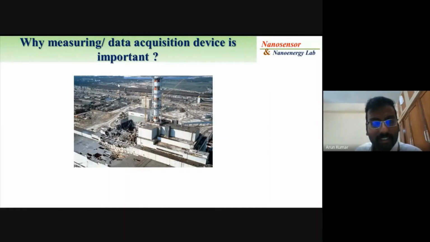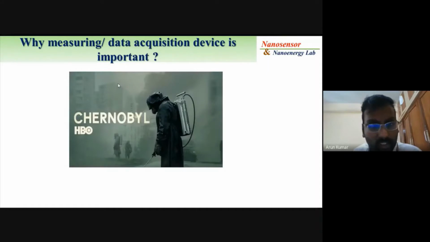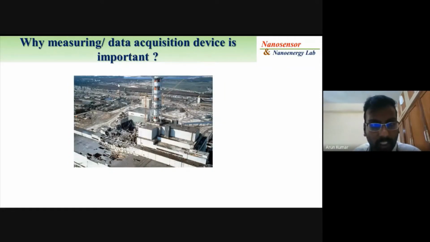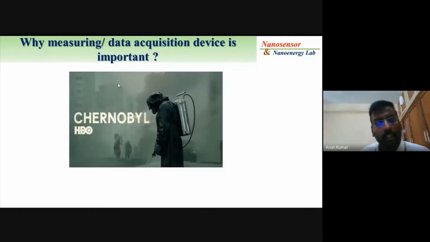Actually, this is a disaster, but not in Japan. It's Chernobyl. It's a globally known disaster. If you go to HBO, you can see this. Not in HBO, sorry, it's on Hotstar. When I take the chemical sensor lecture, I give my students an assignment to watch this web series. It's not exactly a web series, it's a kind of series of 6-7 episodes.